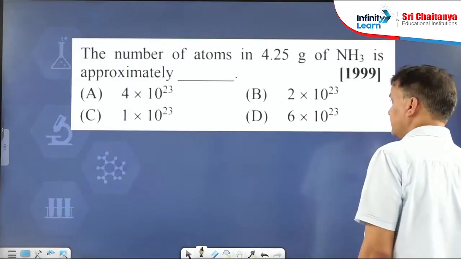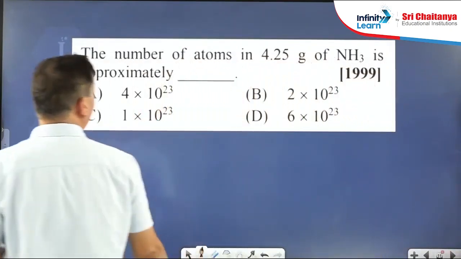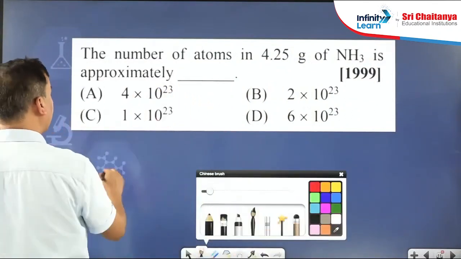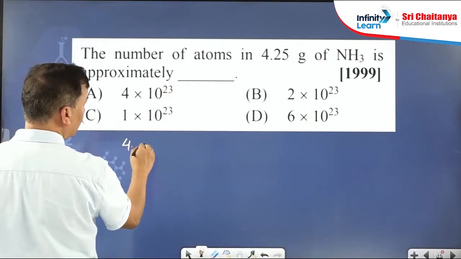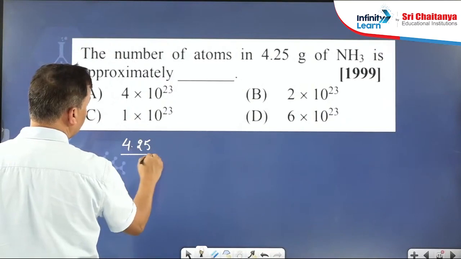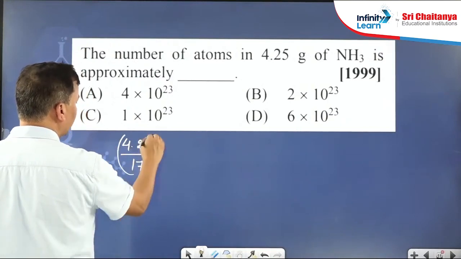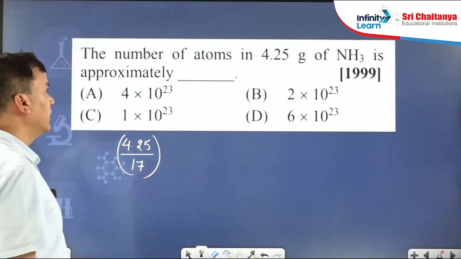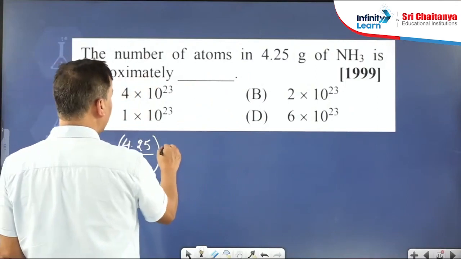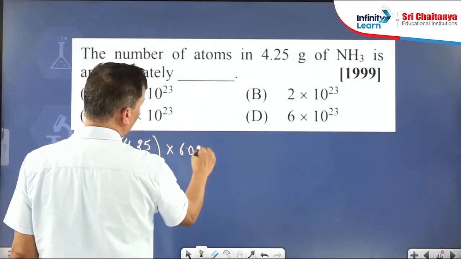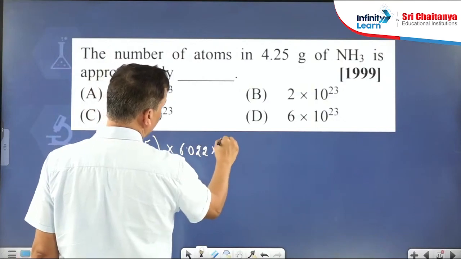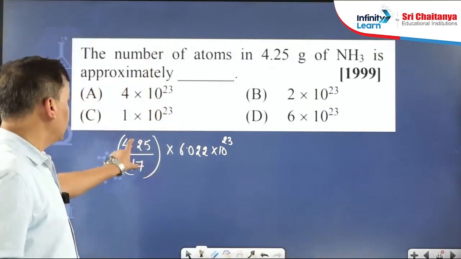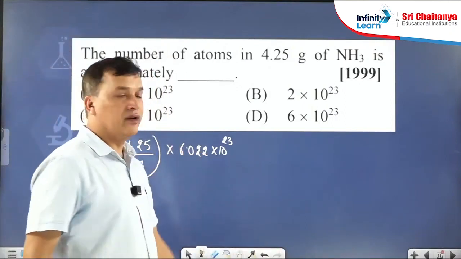Dear friend, here is number of atoms. So please find. Here is what we have. 4.25 grams has to divide with molar mass. These are the number of moles. Number of atoms into what? 6.022 into 10 raised to power 23. What are these? These are the number of moles multiplied with Avogadro's number.